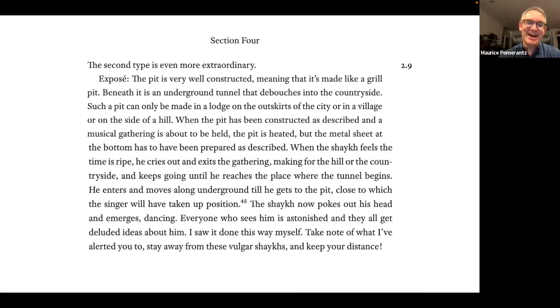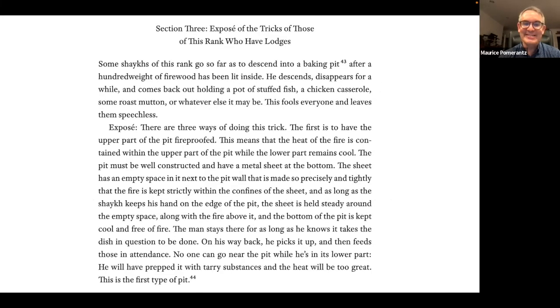I'll read the second type. So the first type is, there is a sheet, and the sheet has an empty space in it next to the pit wall that is made so precisely and tightly that the fire is kept strictly within the confines of the sheet. So long as the sheikh keeps his hand on the edge of the pit, the sheet is held steady around the empty space along with the fire above it.